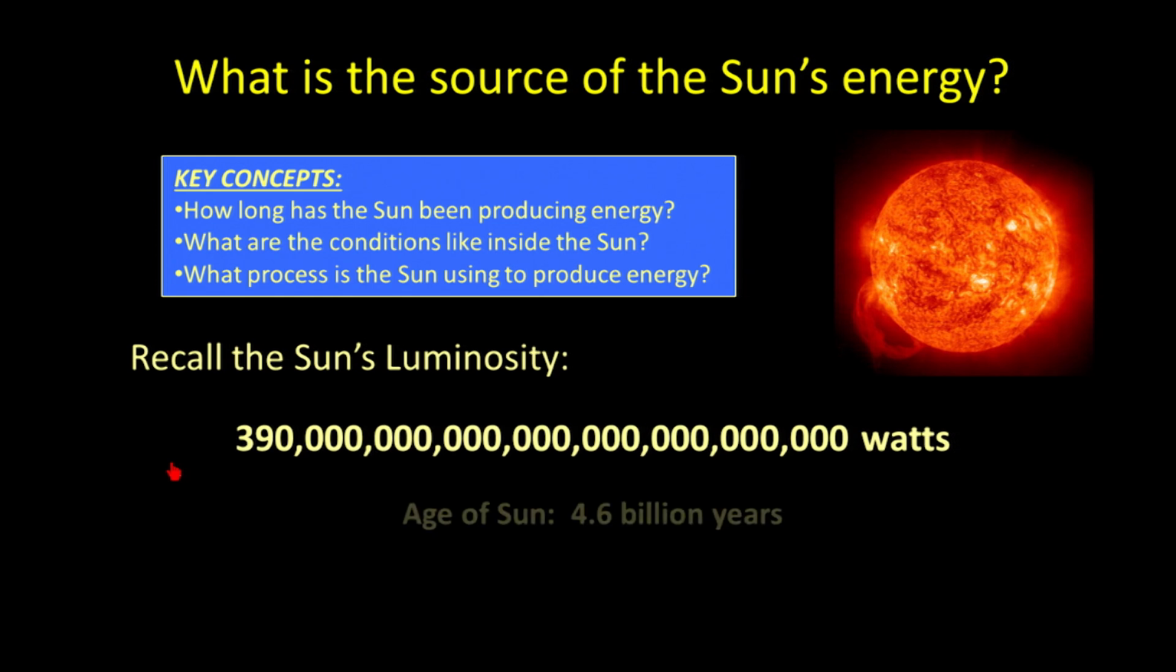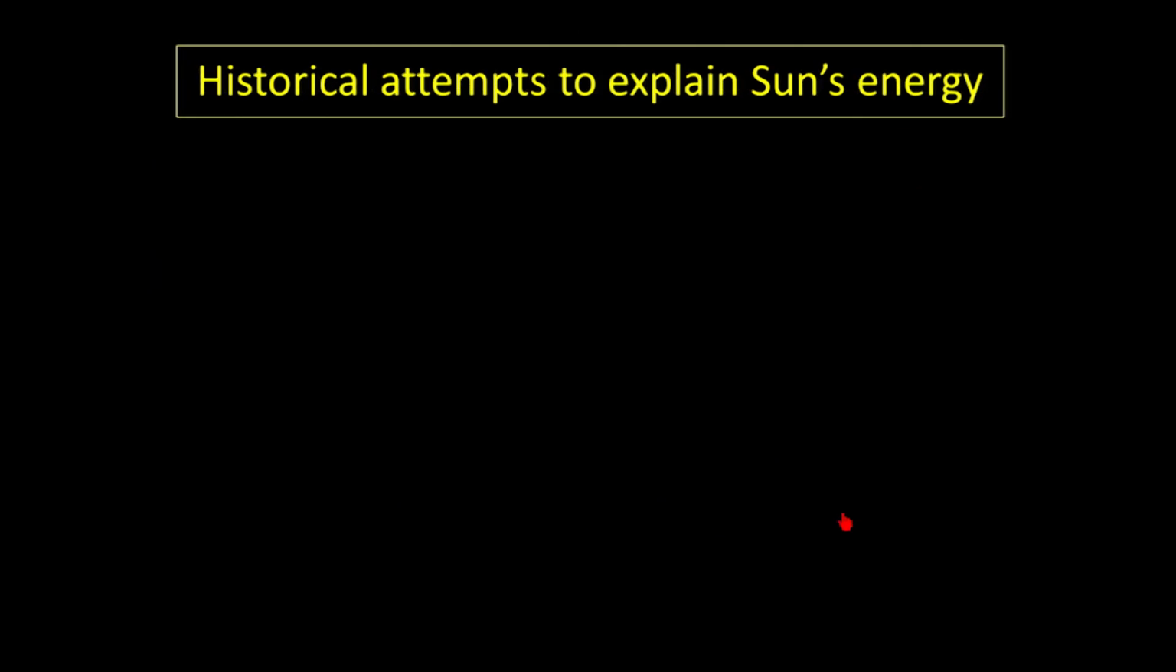The biggest problem is the sun has been doing this for 4.6 billion years, and the sun is only about halfway through its lifespan. So the historical problem wasn't the quantity of energy, but how the sun can produce such a quantity of energy steadily for such an enormous period of time. It's the steady, perpetual energy production over many, many years that makes this the challenge that needs to be explained. And so that's what we're going to concentrate on. Let's look at some historical attempts to try to explain it.